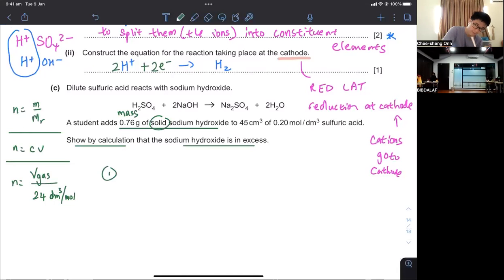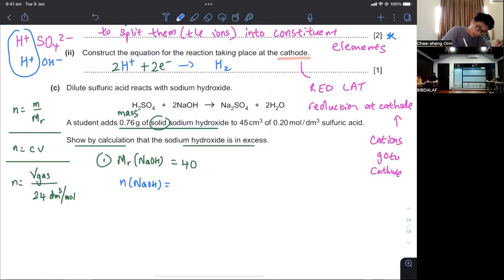So given the mass, I should really be thinking about my Mr. If you look from the periodic table, why do I need the Mr? Because I'm given the mass. I want to find the mole. So 23 plus 16 plus 1, that is 40. So I could have worked out the mole of NaOH. The mole of NaOH equals mass over Mr, 0.76 divided by 40.